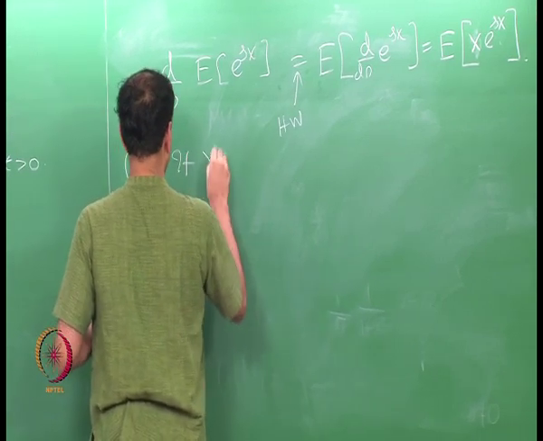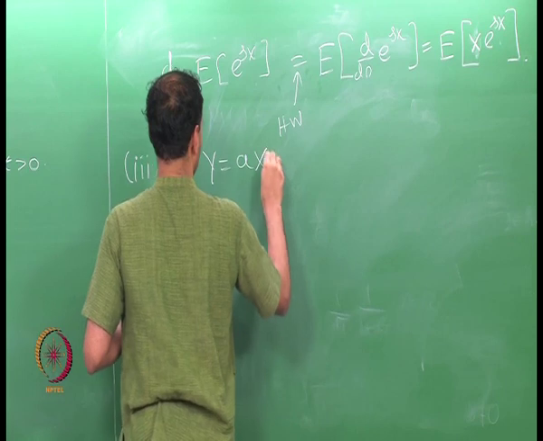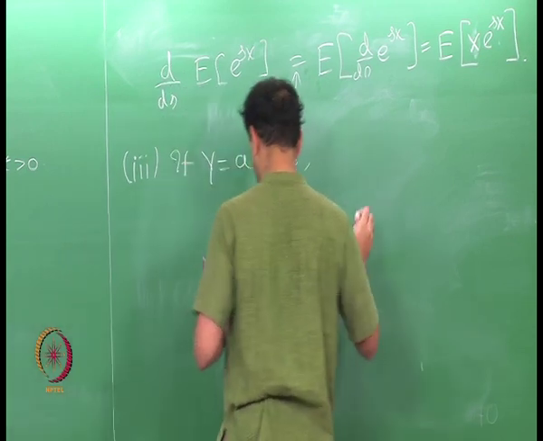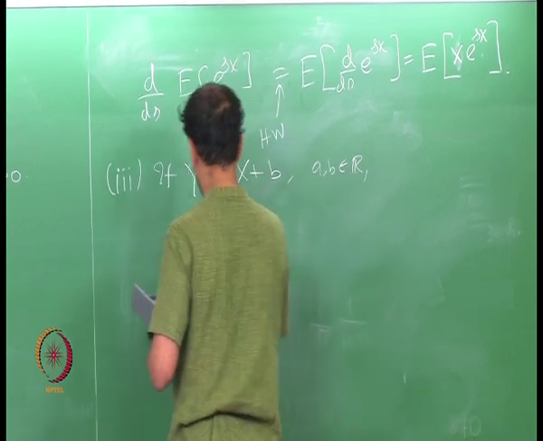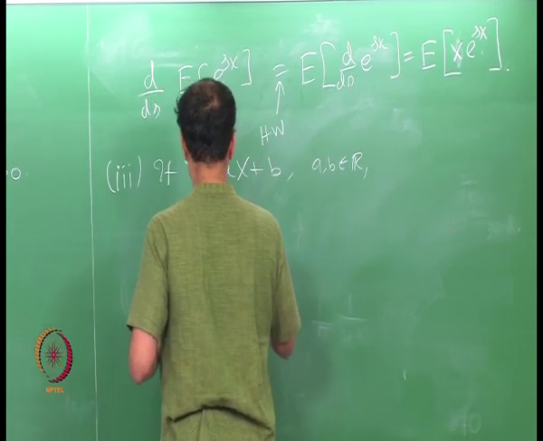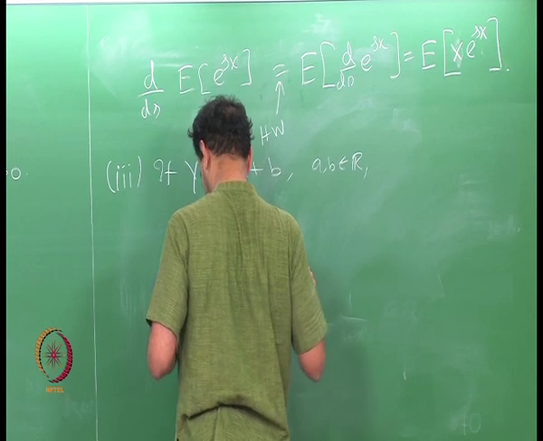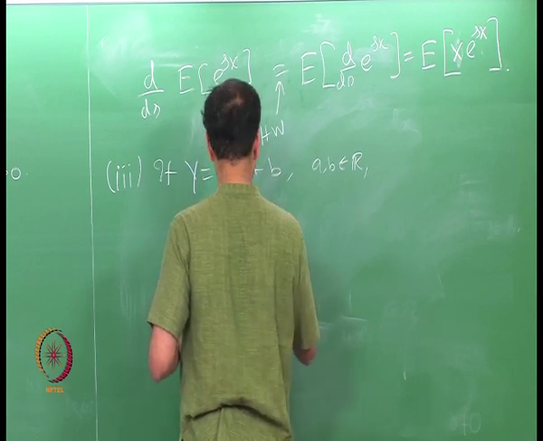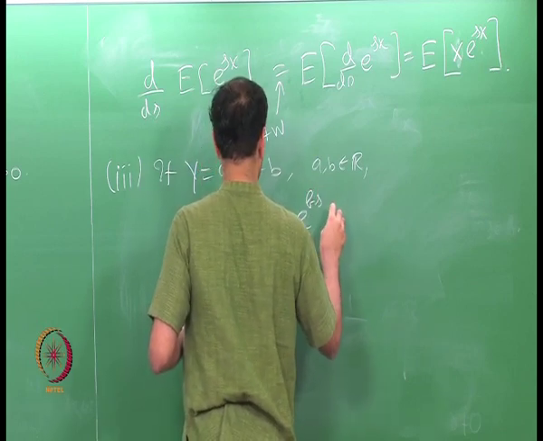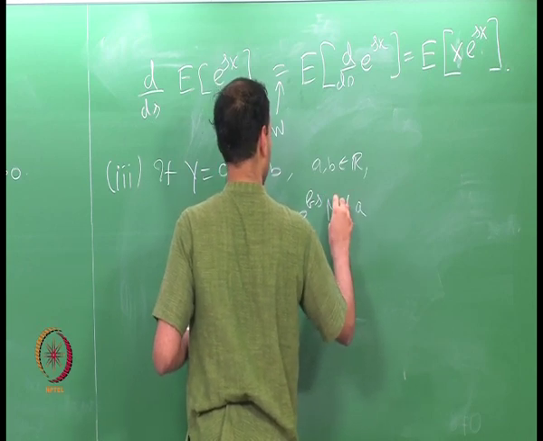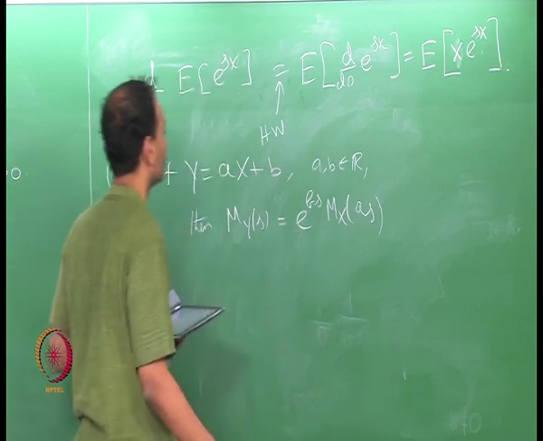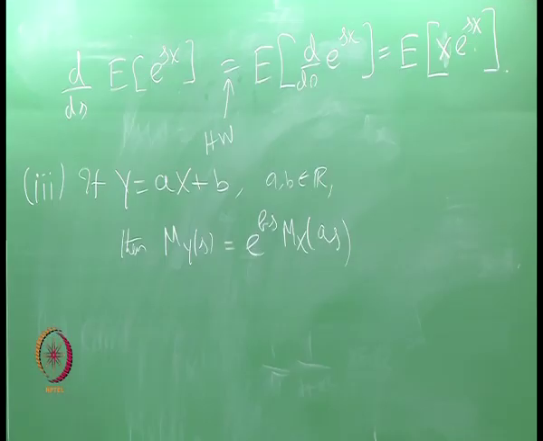if y equal to a x plus b, a and b are real numbers, then m y of s is equal to e power b s times m x of a s. This is actually a fairly simple change of variable.